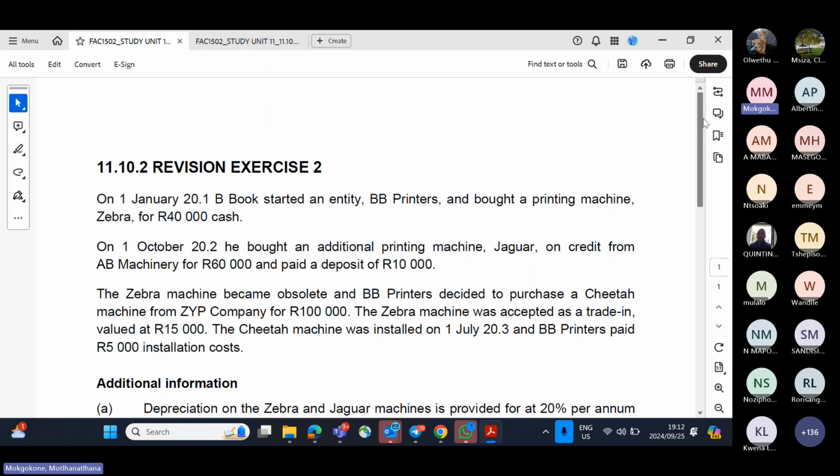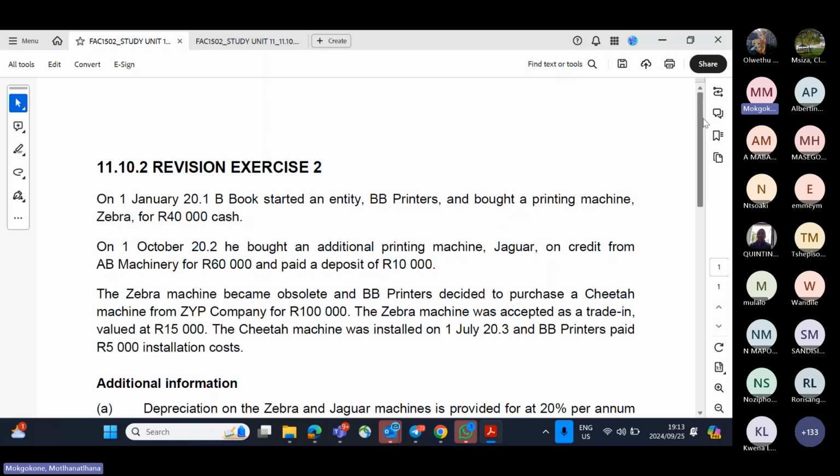If you want to analyze this transaction, because they bought on credit, that means a liability, which is a creditor. AB Machinery is involved. The two accounts will be AB Machinery, which is our liability. And remember, liability increases on the credit side and decreases on the debit side. Here we credit AB Machinery for 60,000. And because we bought printing machinery, our machinery in the business increases, so we debit printing machinery for 60,000 and credit liability, AB Machinery, for 60,000.